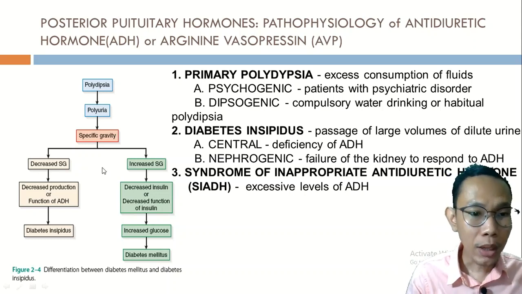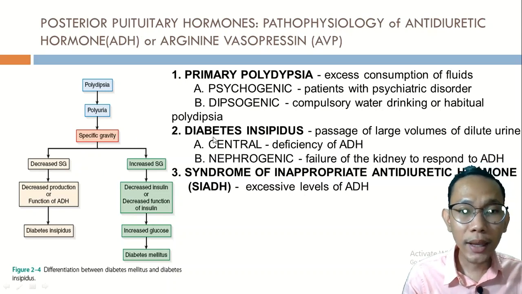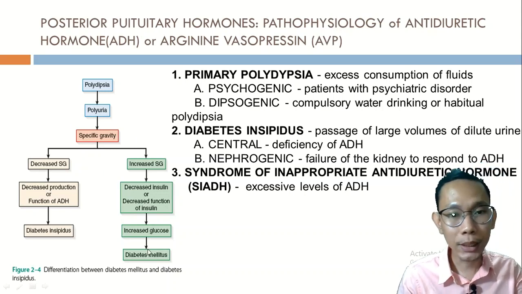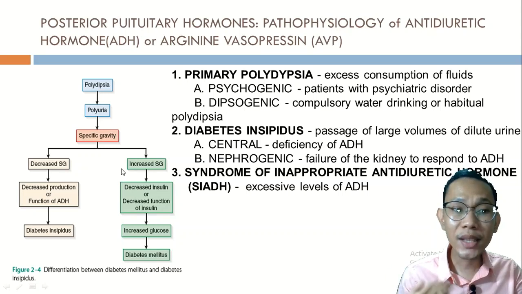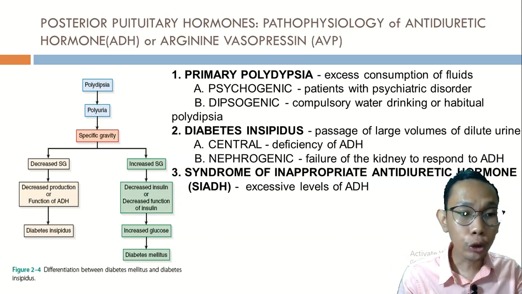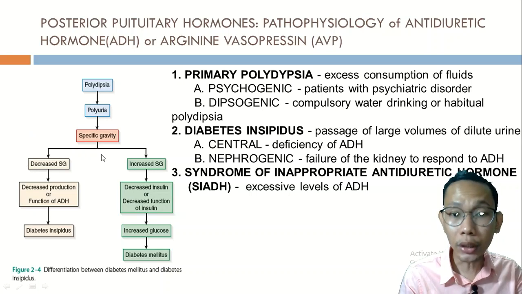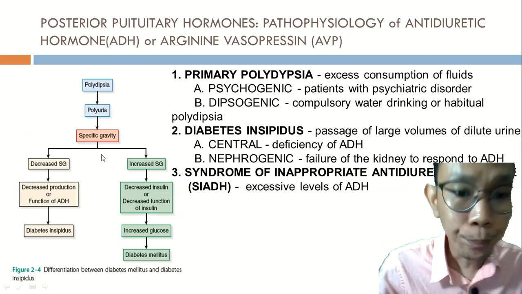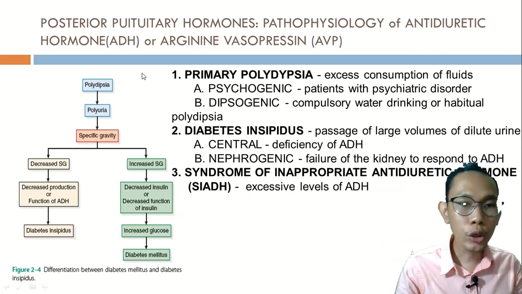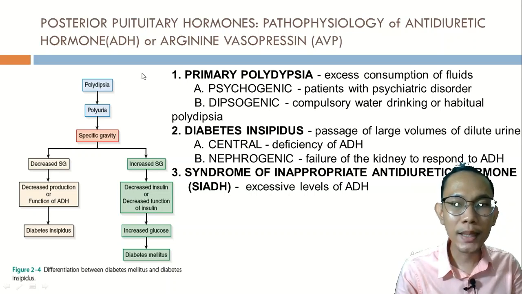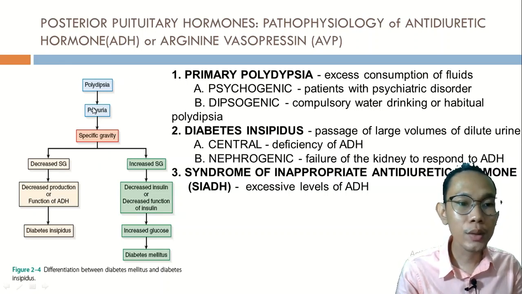But first, let's differentiate diabetes insipidus from your diabetes mellitus because their manifestation is the same. However, in terms of the specific gravity in your urine, they will have a difference. So in short, sabi ko, diabetes insipidus, passage of large volume of water. So people keep on drinking water. This is polydipsia, because marami kang tubig na iniinom, it will result in polyuria. So how will you differentiate diabetes insipidus from diabetes mellitus, doc?